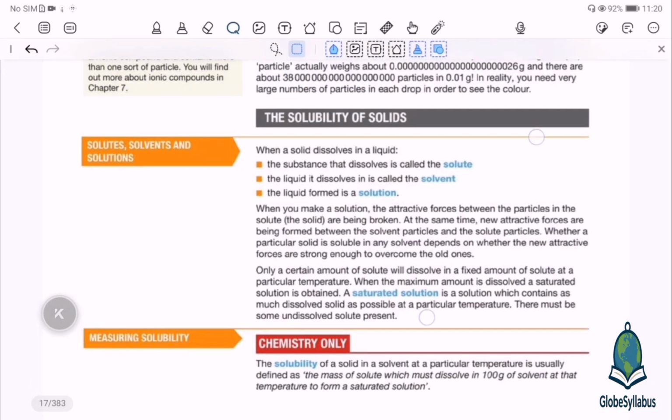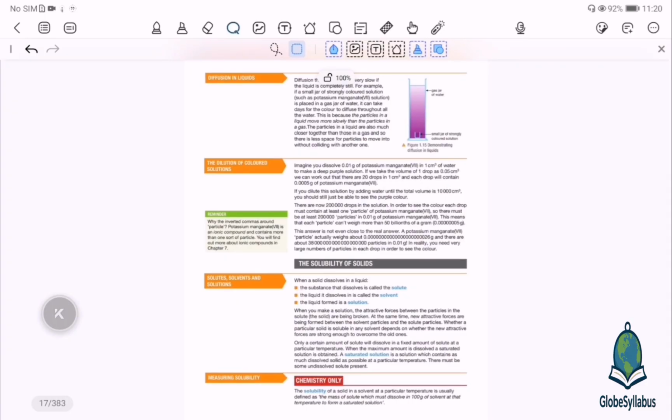And here is the end of double award. I will record a video later for triple award, which is chemistry only.